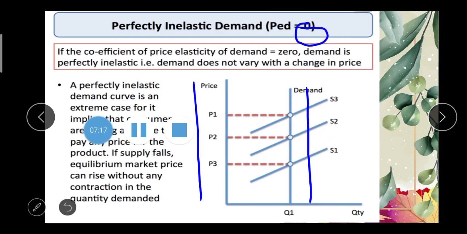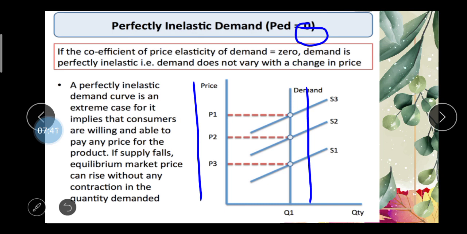Then in the next slide, there is perfectly inelastic demand. So perfectly inelastic demand means what? A perfectly inelastic demand curve is the extreme case, which implies the consumers are willing and able to pay any price for the product. If supply falls, the equilibrium market price can rise without any constraint on the quantity demanded.